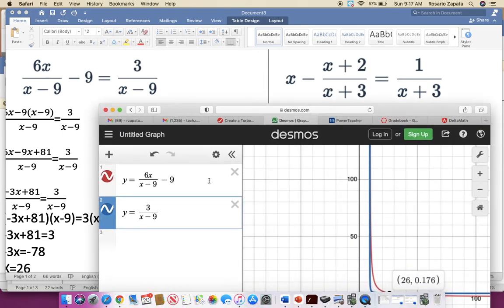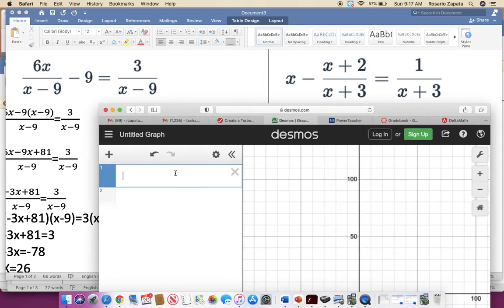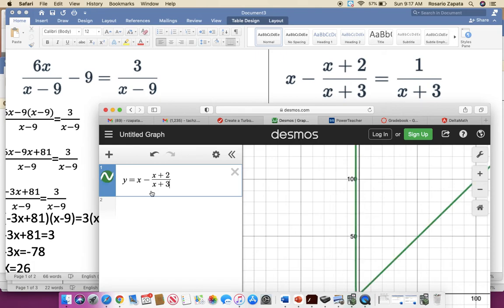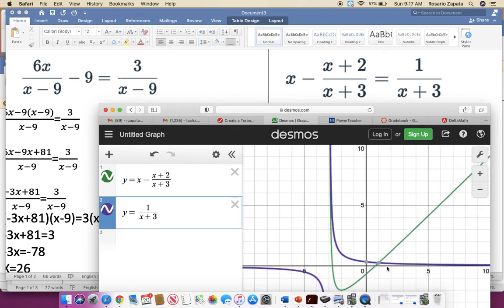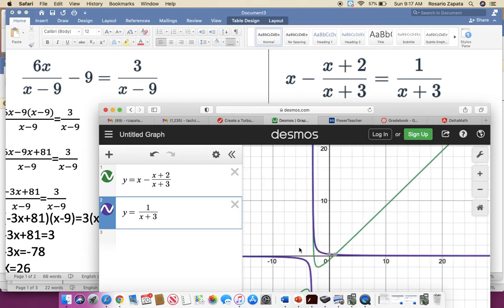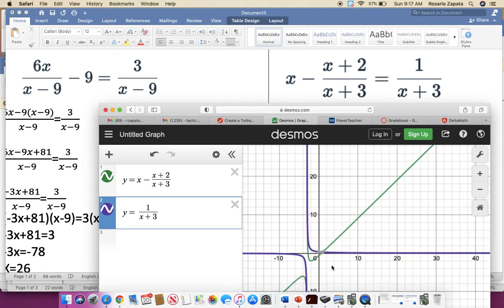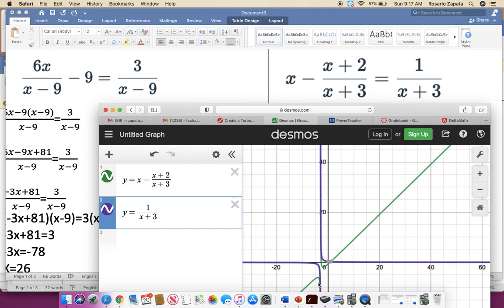So you have y equals x minus x plus 2 over x plus 3, and then y equals 1 over x plus 3. Let's see if it's really just 1. That's the intersection of your equation. And that's really it. Okay, x equals 1. And the other solution, which is at negative 3, is not part of the solution of the problem. It seems to me that it is a vertical asymptote.